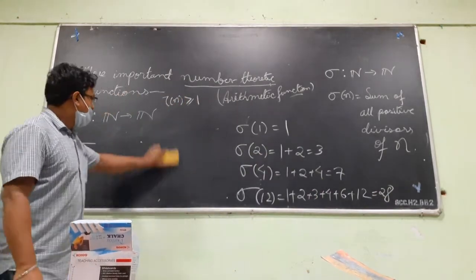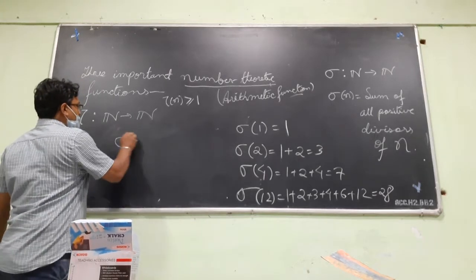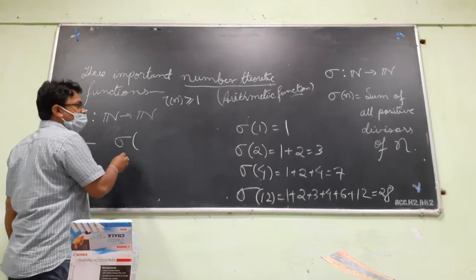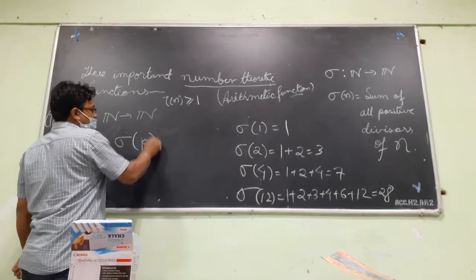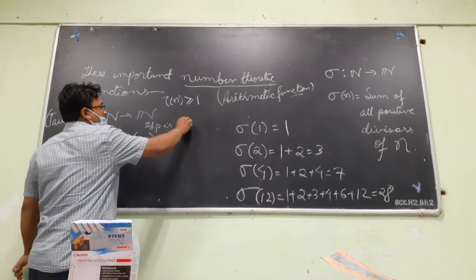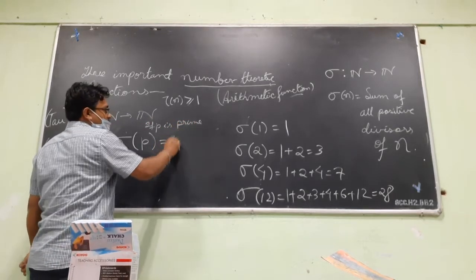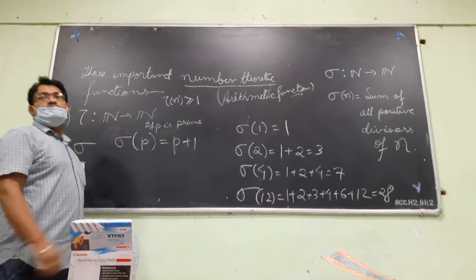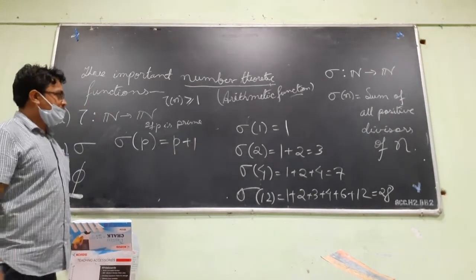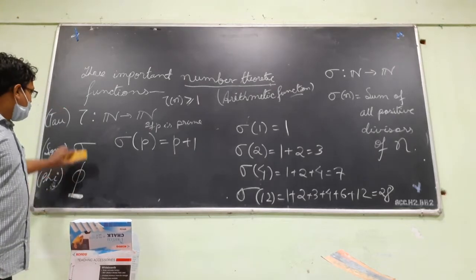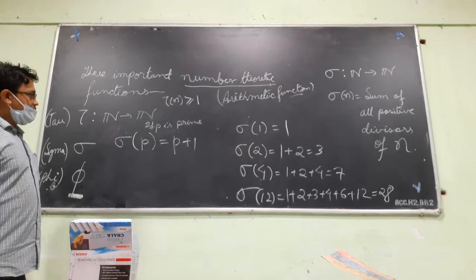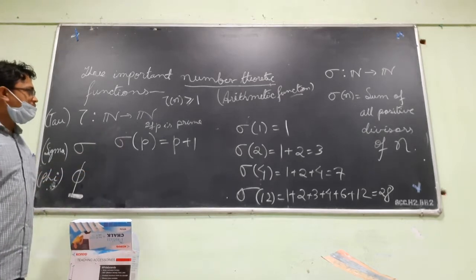Similarly, what will be sigma of p if p is a prime? If p is prime, what is sigma of p? This will be just p plus 1 because p has only two positive divisors, 1 and p. So sigma of p is always equal to p plus 1 if it is a prime number.